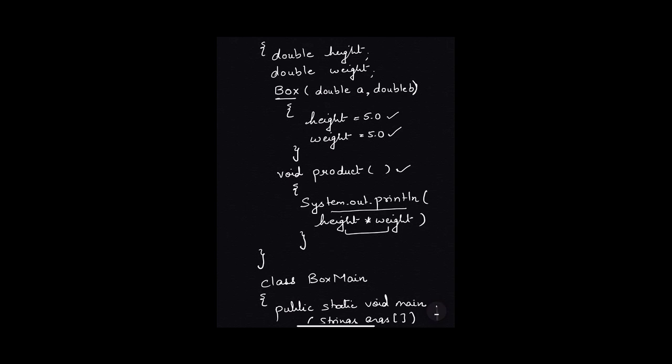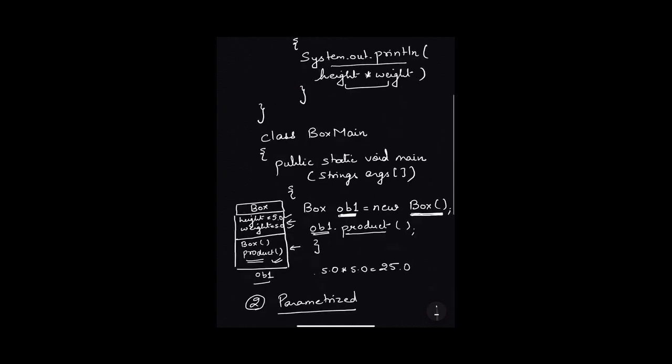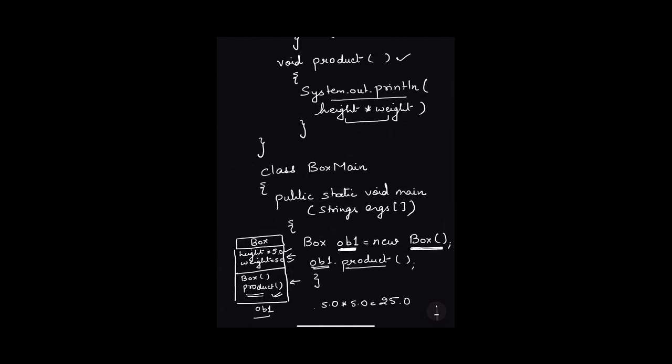Now, I have to assign the values of height and weight according to the user defined values. So the value of A will be assigned to height and the value of B that is provided by the user will be assigned to weight. Similarly, the product will be calculated for height and weight. Now, what changes do I need to make in my main method? In my main method, where I have declared this object ob1 and called the constructor box, I need to pass some arguments in it.